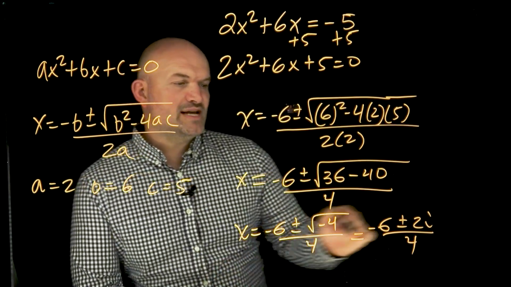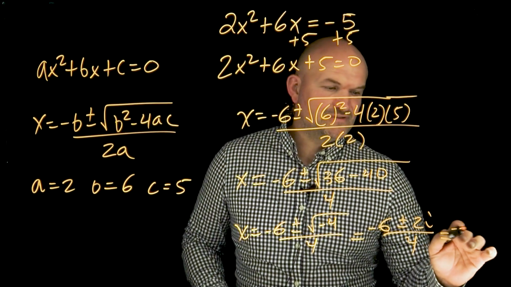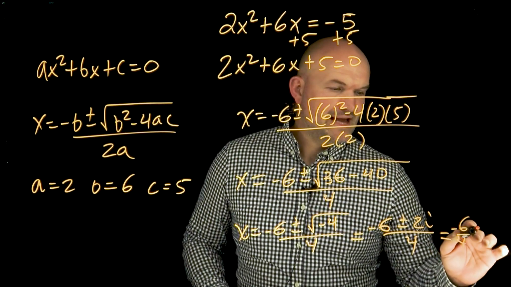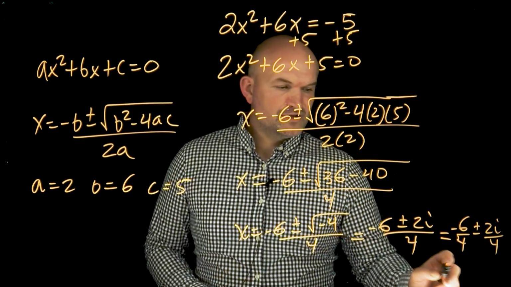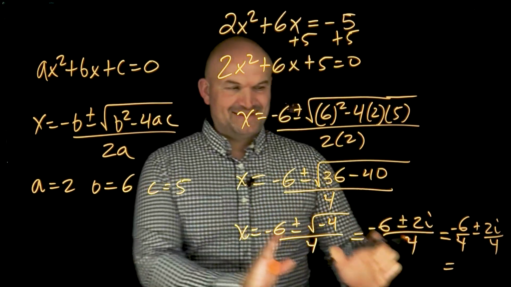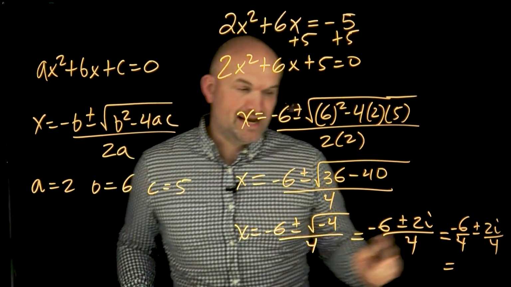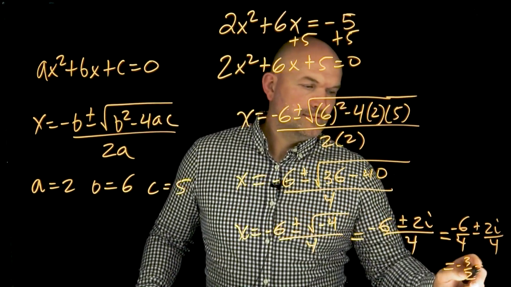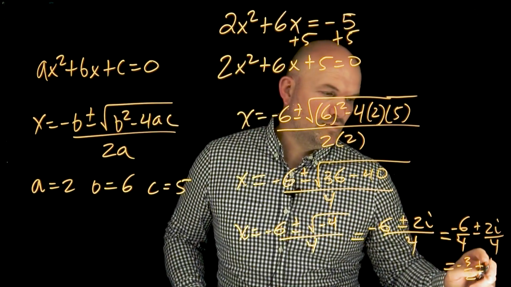Now it's very important to understand this 4 divides into both of these terms, right? So technically this is negative 6 divided by 4, and this is going to be 2i divided by 4. Now I can further simplify this. So 4 does not evenly divide into negative 6, but you can reduce that to negative 3/2. And then 4 does not evenly divide into 2, but you can rewrite that as 1/2 i.